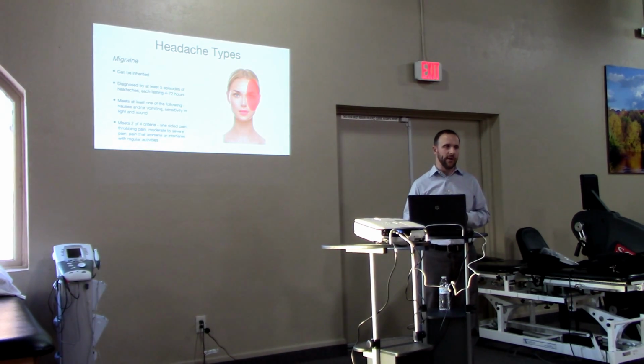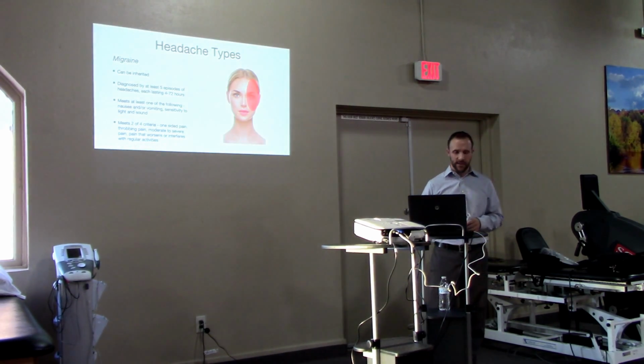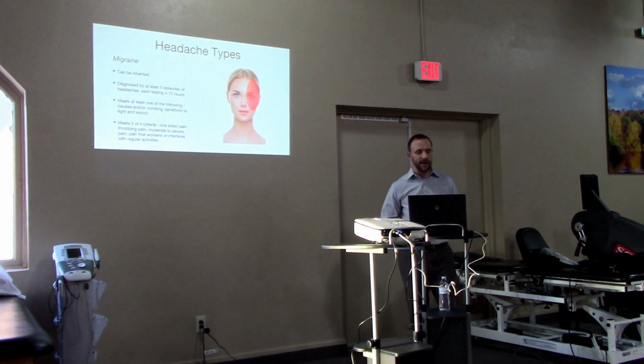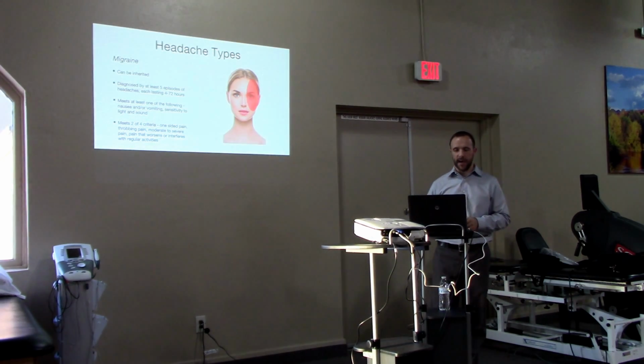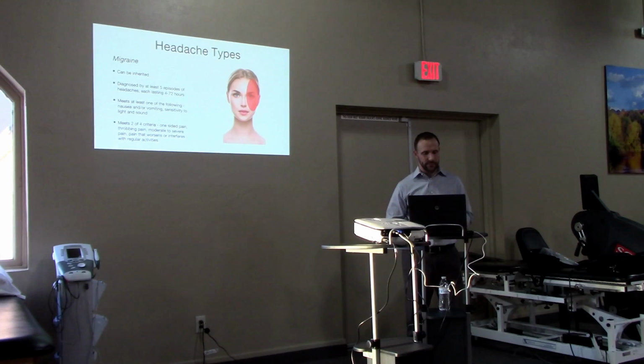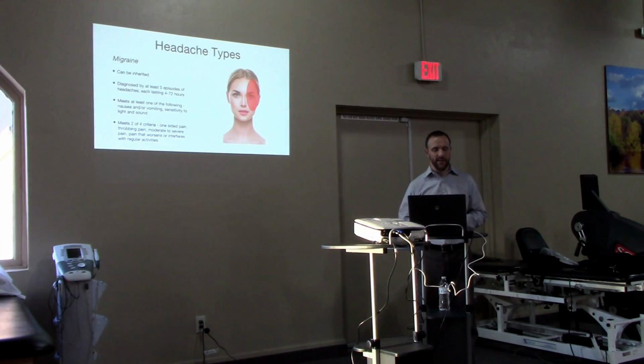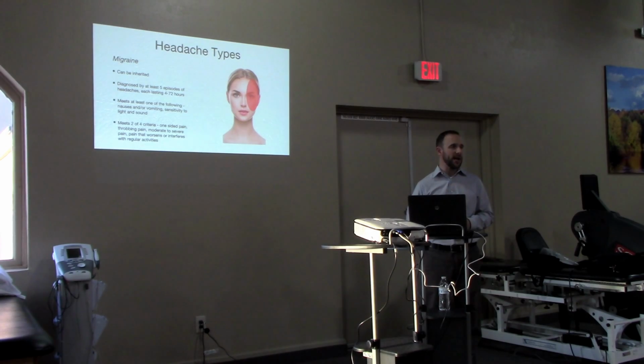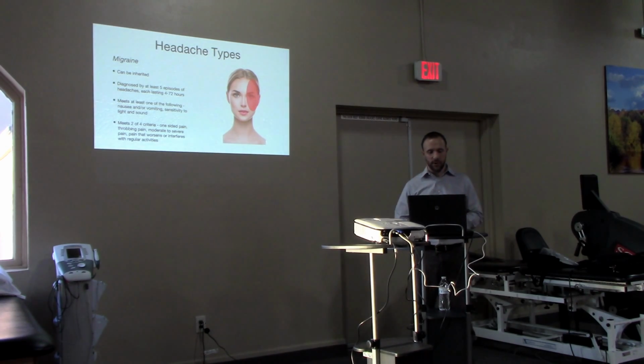So first off, the migraine. Migraines can be inherited. They're diagnosed by at least 5 episodes of headaches, each lasting 4 to 72 hours. Meets at least one of the following, including nausea, vomiting, sensitivity to light and sound. Also, 2 of the 4 criteria, including one-sided pain, so we'll have pain on one side of the face, throbbing pain, moderate to severe pain, or pain that worsens or interferes with regular activities.